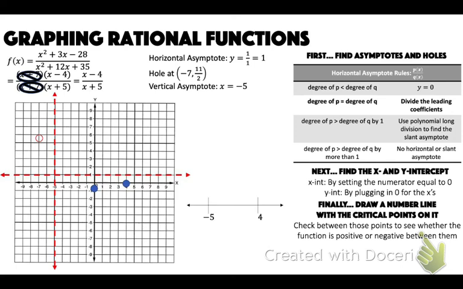And then we can draw our number line with the critical points on it and see where this is positive, where it is negative. So if we plug in -6, you get a positive 10. So that's positive. Plug in 0, you get -4/5, which is negative. And if you plug in 5, you get 1/10, which is positive. So that graph is going to look like that.